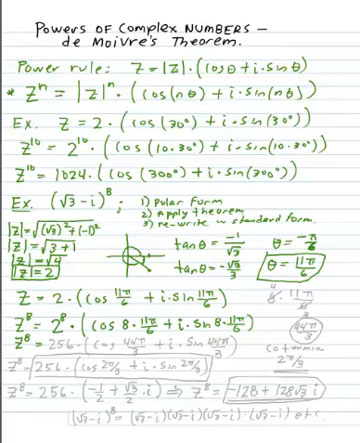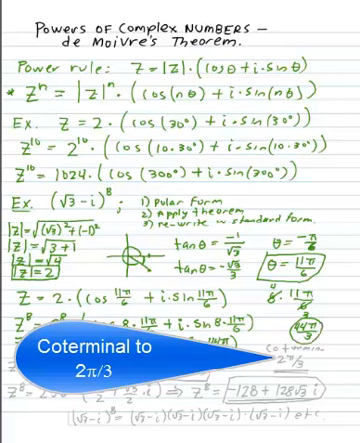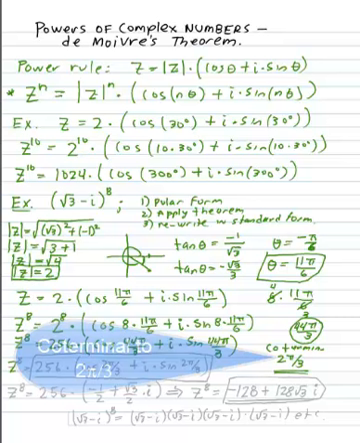We'd have z to the 8th power. 2 to the 8 is 256. And 8 times 11 pi over 6: 2 goes into 6 3 times, 2 goes into 8 4 times, gives us 44 pi over 3. Cosine of 44 pi over 3 plus i times the sine of 44 pi over 3. So this angle 44 pi over 3 is coterminal to the angle 2 pi over 3. z to the 8th is 256 times the cosine of 2 pi over 3 plus i times the sine of 2 pi over 3. So in polar form, our complex number is 256 times the cosine of 2 pi over 3 plus i times the sine of 2 pi over 3.